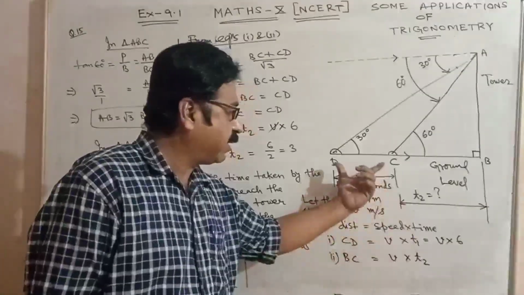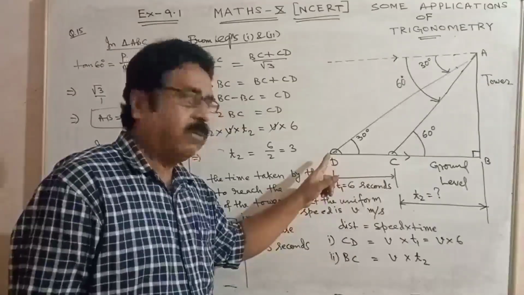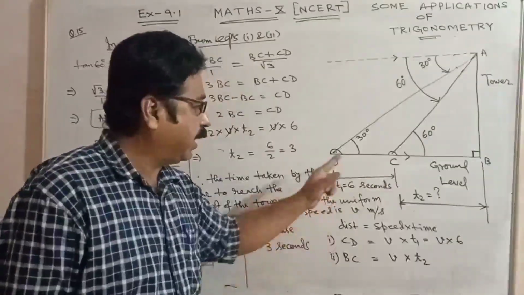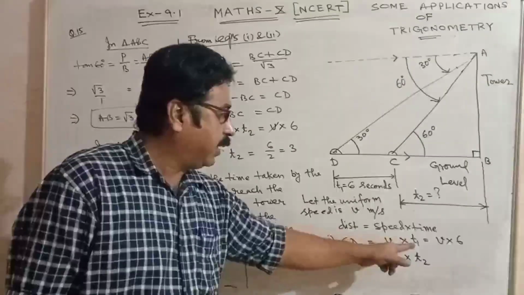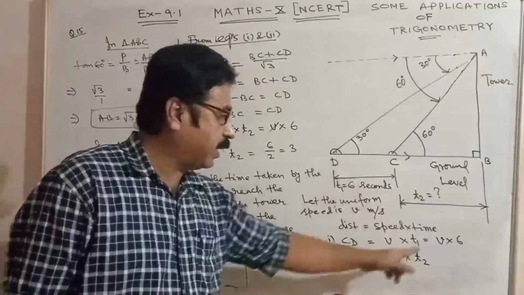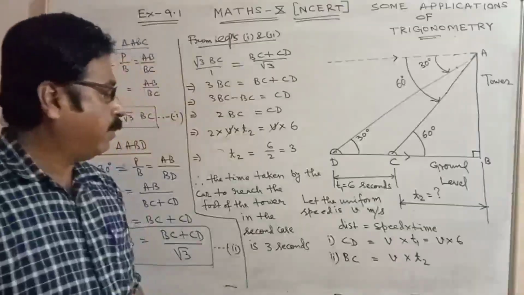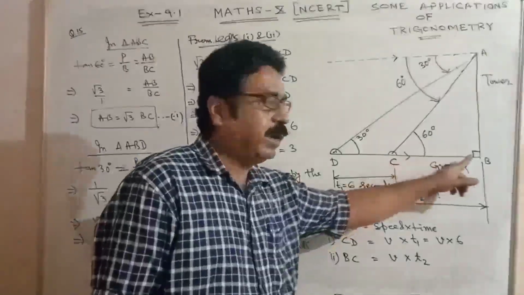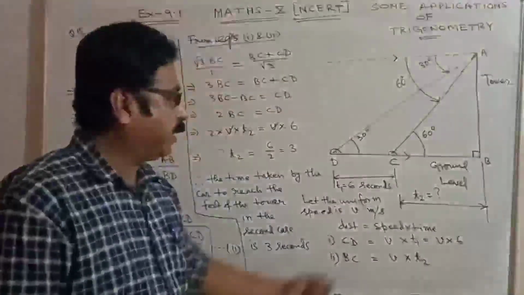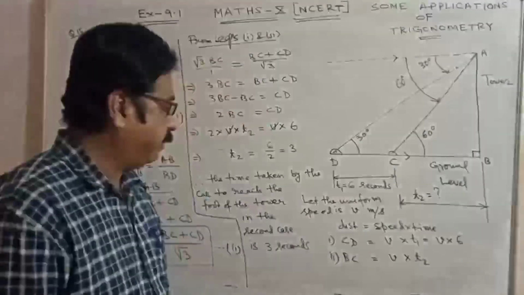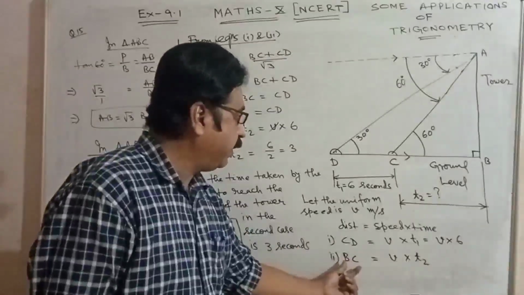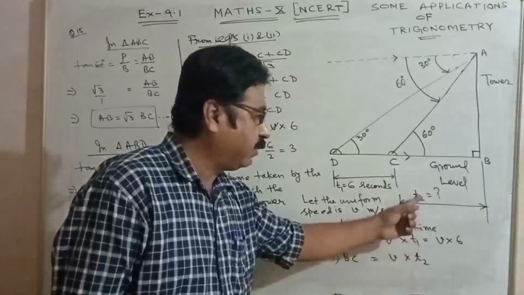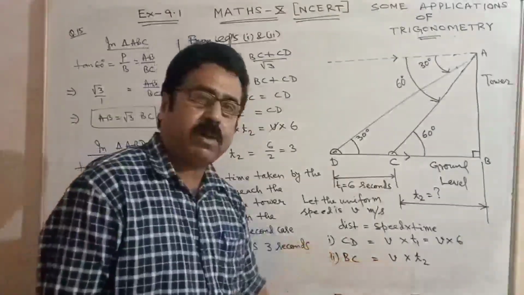V into, for first case means the car when it reached from point D to point C. That is the first case. Time taken is suppose T1. So V into T1. T1 time was given 6 seconds. Means V into 6. For the second case, car reached from point C to point B, means foot of the tower. That time taken, suppose it is T2. That we do not know. Uniform speed, length is BC, means distance BC equals speed into time. Time is T2 for the second case.